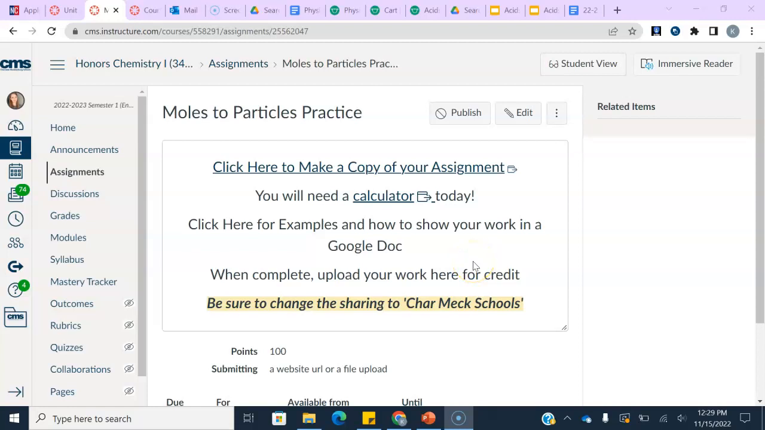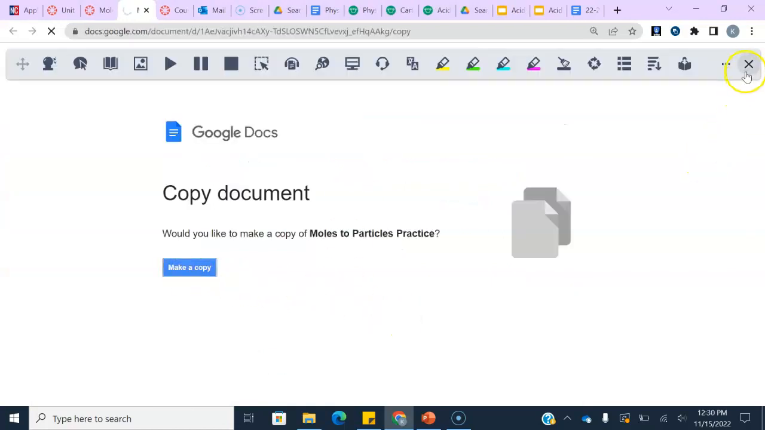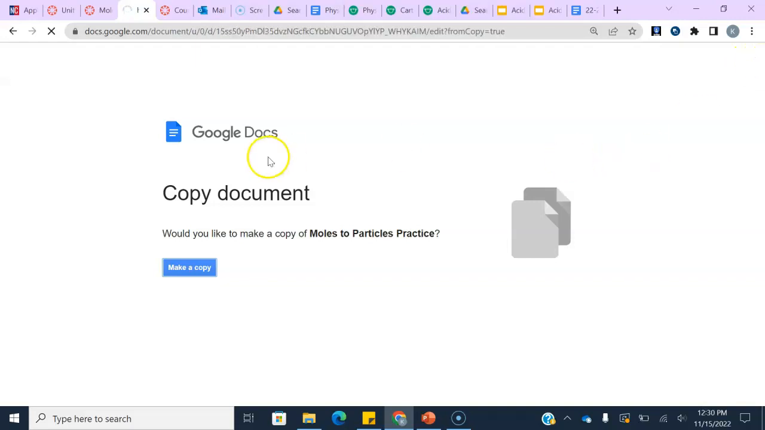All right, guys, let's do some examples of mole conversions. Today we're just doing moles to particles and particles to moles, and I'm going to do some examples here. So I'm going to go ahead and make a copy of our assignment. I'm going to show you how you can show your work in a Google Doc.